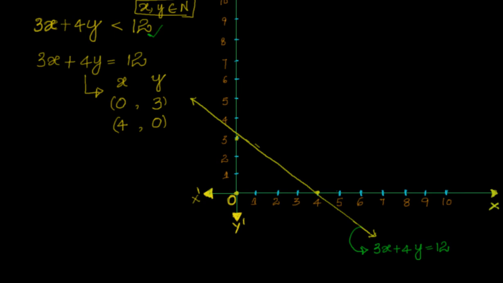For that, to understand, I will pick another point. Let us say we have taken x equal to 2. Now if x equal to 2, 3 into 2 is 6. So it becomes 6 plus 4y equal to 12, or 4y equal to 6, or y equal to 1.5. So x equal to 2, y equal to 1.5 is a solution. Another point on this. So what I will do, I will just draw it.